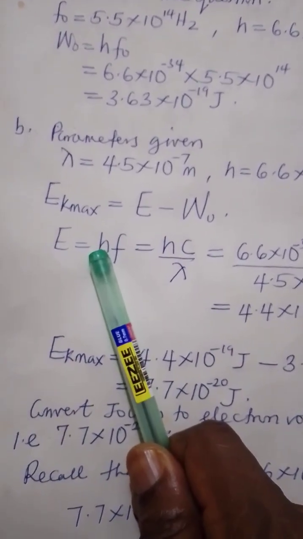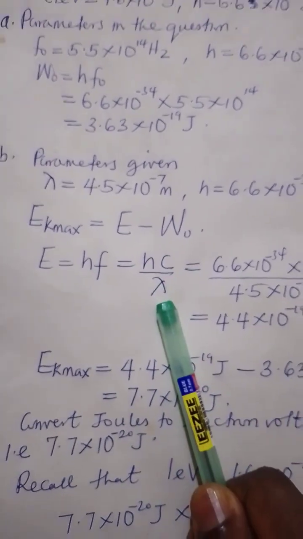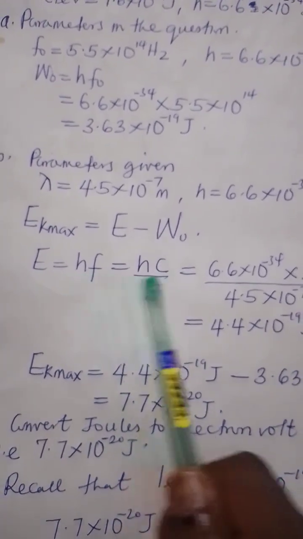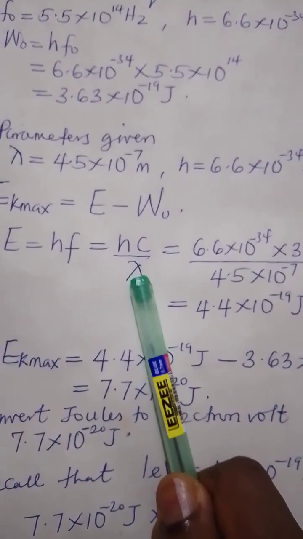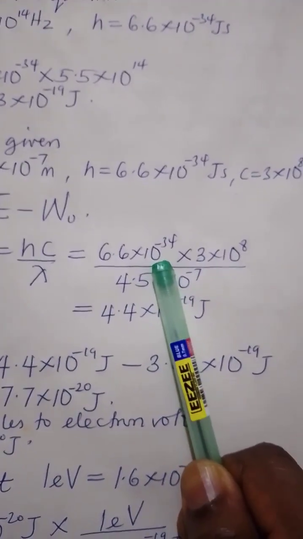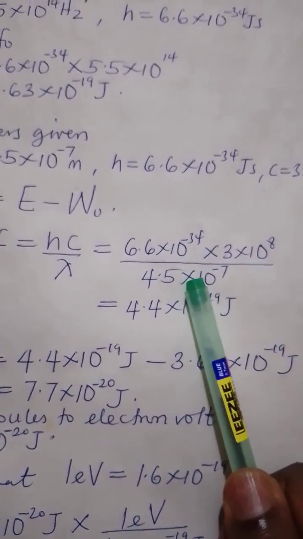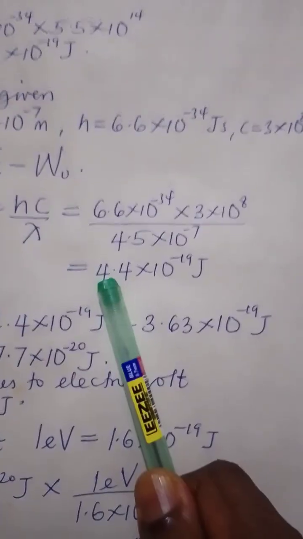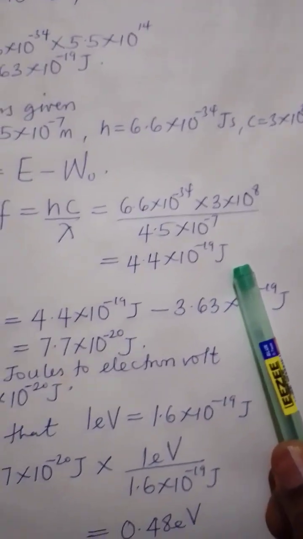But here we are given the wavelength, so we convert this to HC over lambda. We have established this fact already, that F is C over lambda. And then put in our parameters, Planck's constant, speed of light, the wavelength, that gives the photon energy as 4.4 times 10 raised to the power minus 19 joules.